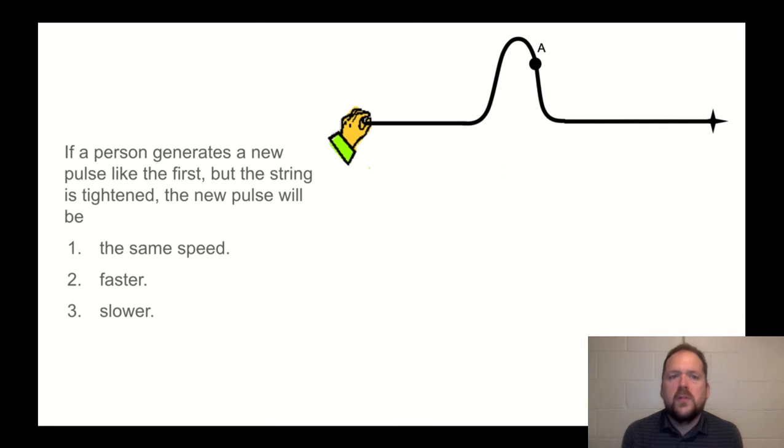Person generates a new pulse like the first, but the string is tightened. What happens in this case? Will the new pulse be the same speed, faster, or slower? The correct answer here is that the new pulse will be faster.